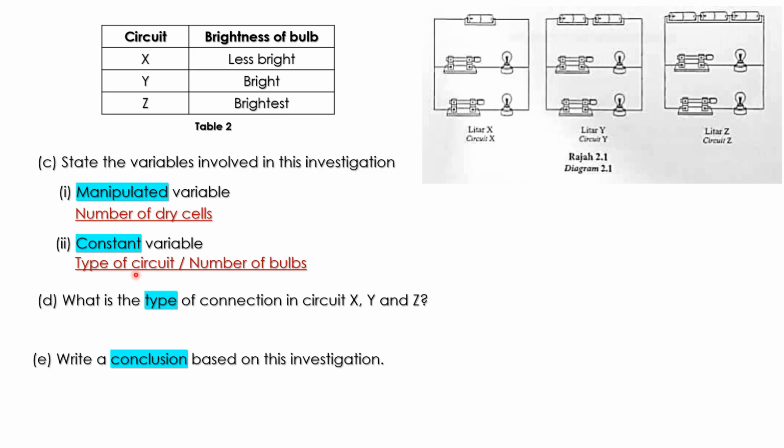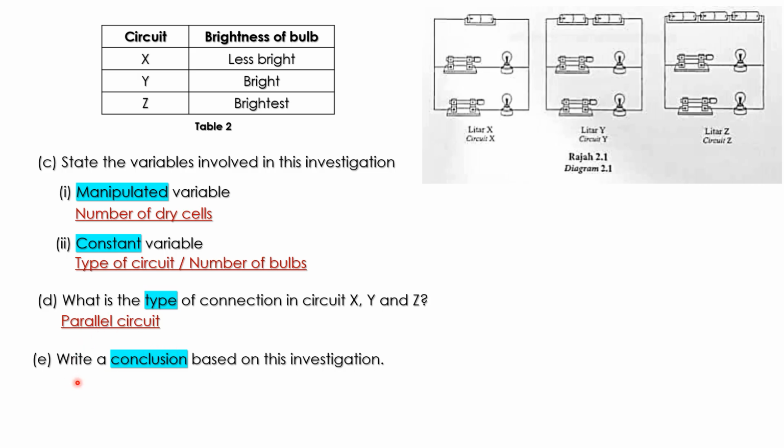You can say type of circuit or the number of bulbs. What is the type of connection? That means the type of circuit. So what is the type of circuit or type of connection in all three circuits? They are all connected in parallel. So we're going to say parallel circuit. That's the type of connection.